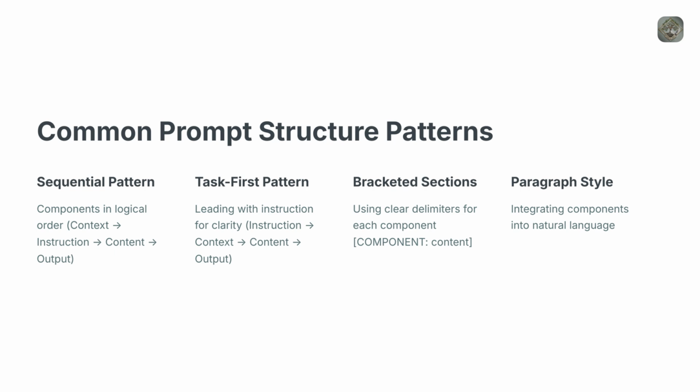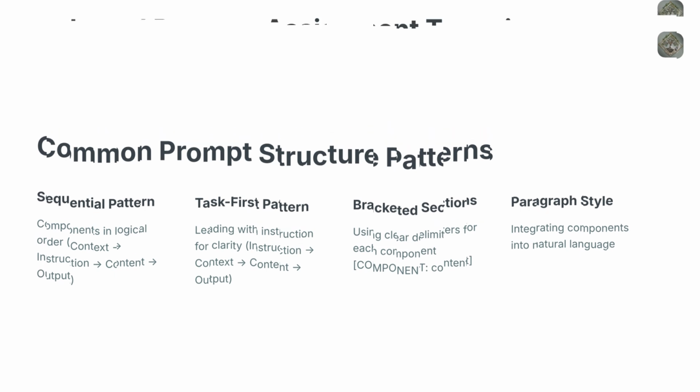Bracketed sections use explicit delimiters like [context] or [instruction] to clearly separate components, which helps with complex prompts. And the paragraph style integrates components into natural language for a more conversational approach. Each pattern has advantages in different situations. For instance, bracketed sections excel for complex requests, while paragraph style may feel more natural for creative tasks. Experiment with these patterns to discover which works best for your specific applications.